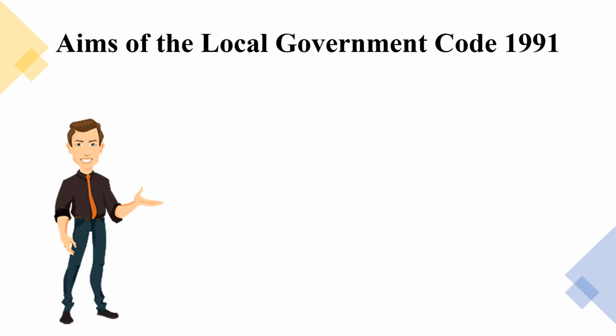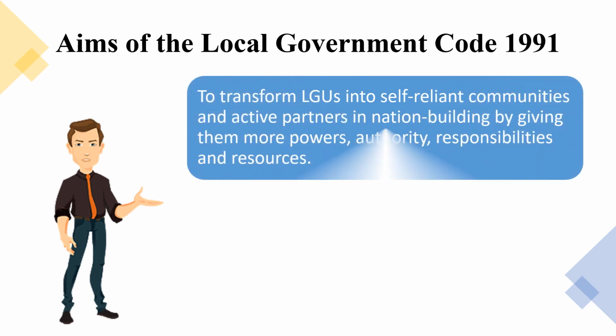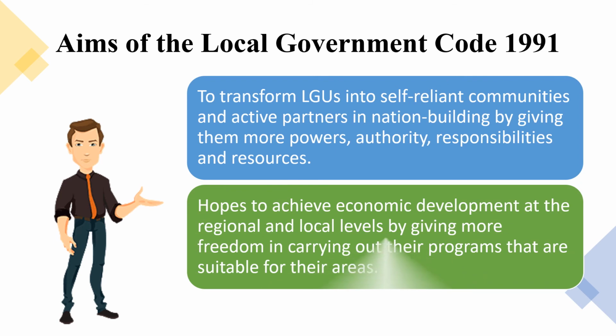Aims of the Local Government Code of 1991. It is to transform LGUs into self-reliant communities and active partners in nation building by giving them more powers, authority, responsibilities, and resources. Another one, it hopes to achieve economic development at the regional and local levels by giving more freedom in carrying out their programs that are suitable for their areas.